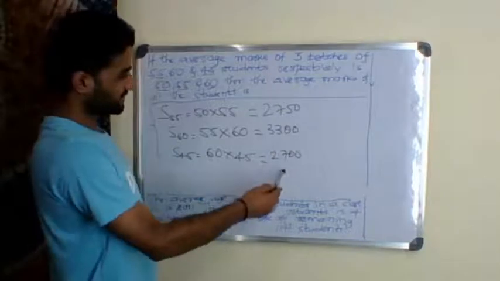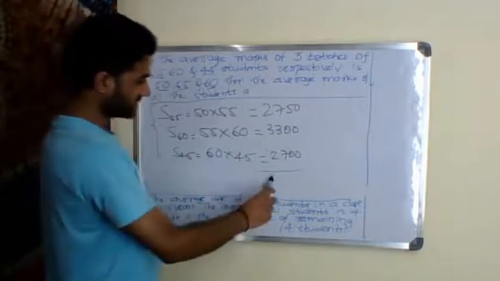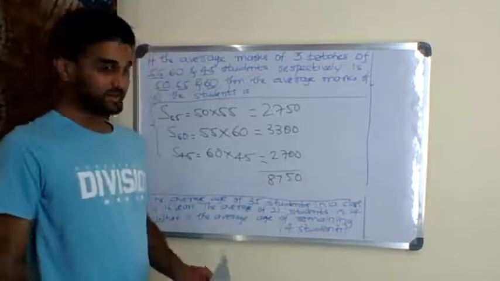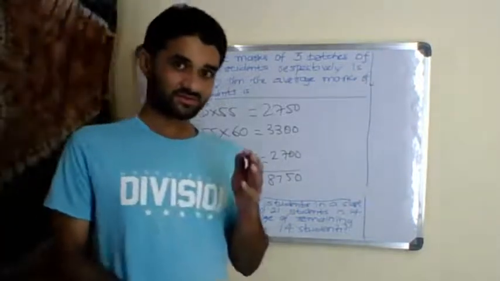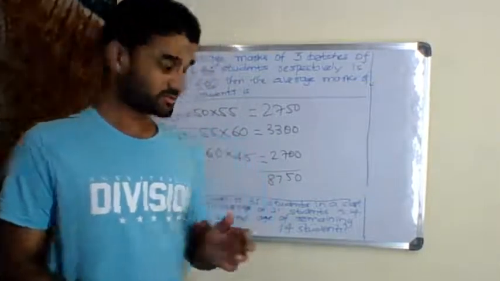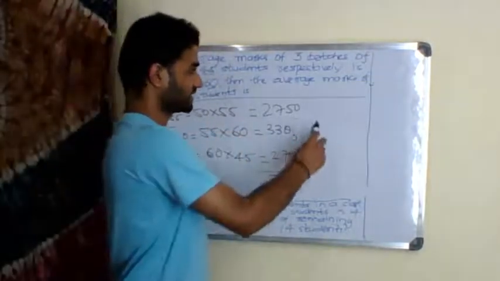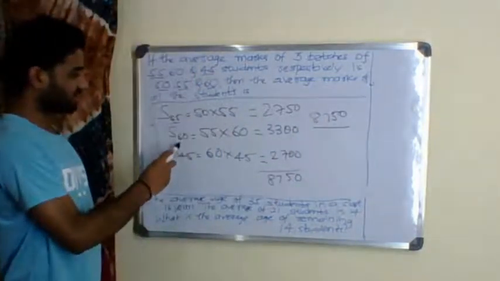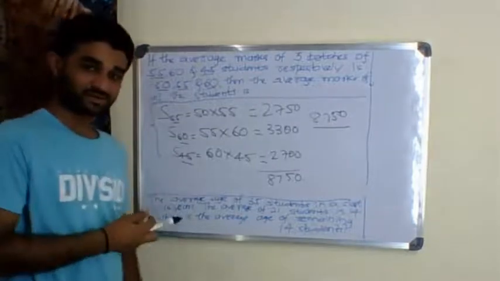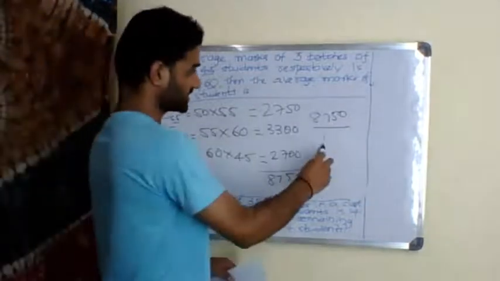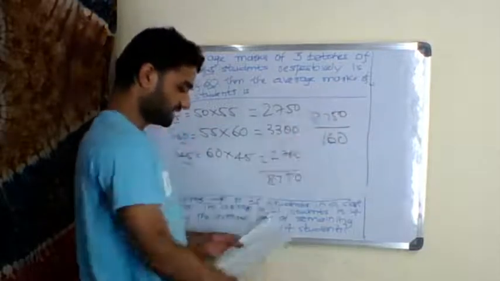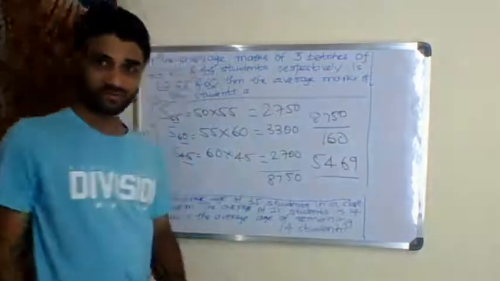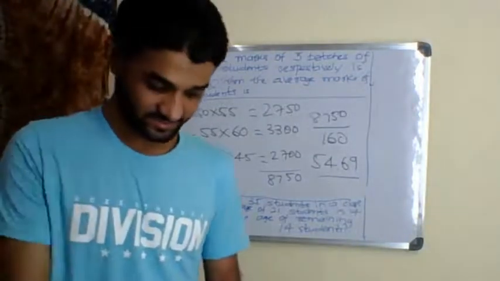Once these are ready, these are nothing but sum. Sum is 8750. Average is what? Sum divided by total number of scores. When sum is ready, this sum divided by total number of scores, which is 55 plus 60 plus 45. Those are nothing but strength of the batches. That is 160. So when you divide, it is 54.69. 54.69 is 100% right answer.